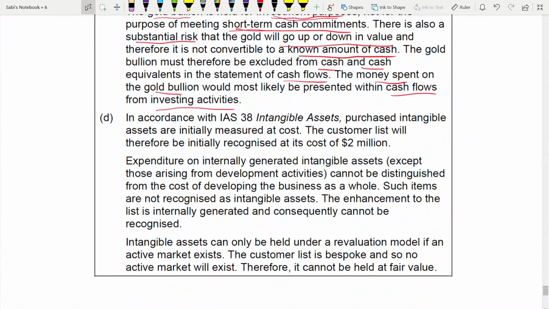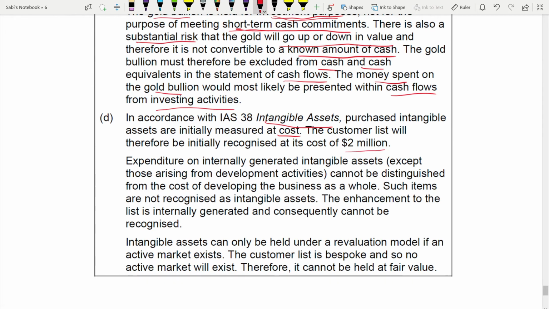So it's an intangible asset. If you don't know what it is, it's an intangible asset. Customer list, brand, copyright, all these things come under intangible assets. Because this gives value to a company, it's an intangible asset. And intangible assets, initially you measure at cost, okay? So initially it will be at 2 million, which is at cost.